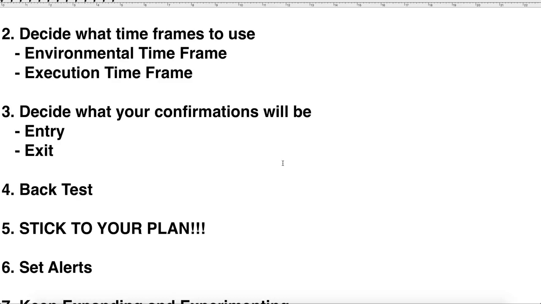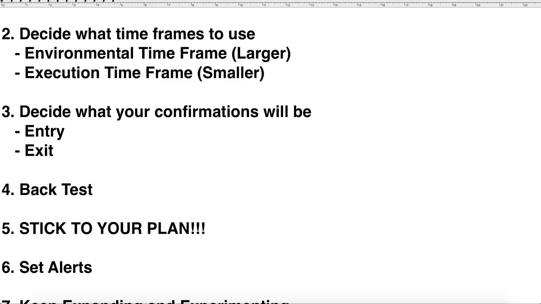You need to decide what time frame you are going to use to identify your environment. This will be a larger time frame right here. And then you are going to decide what time frame you are going to use to execute your trades. This is going to be a smaller time frame.